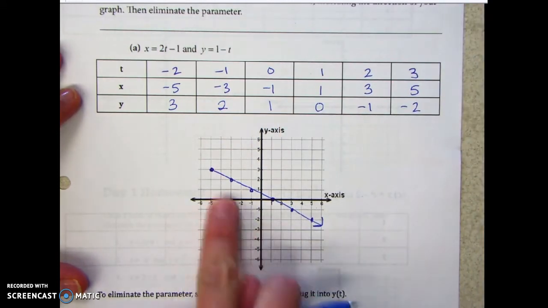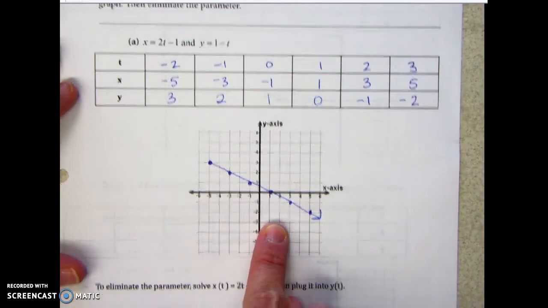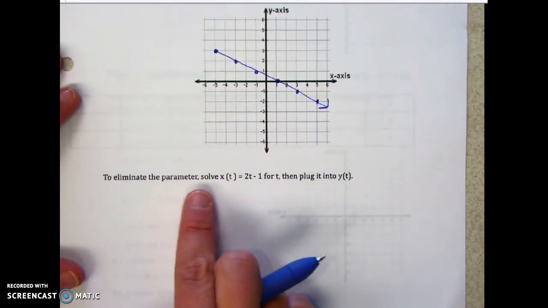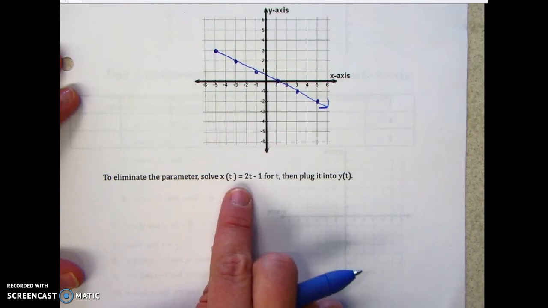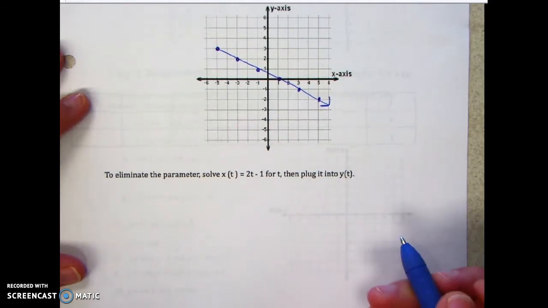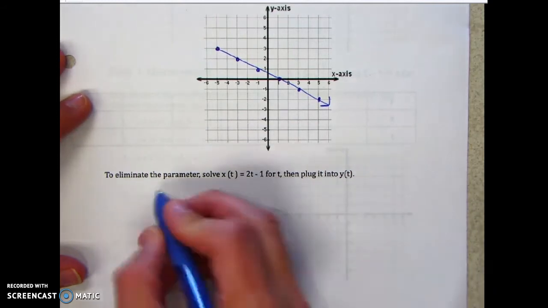Now, isn't this just a straight line, right? They're not always going to be like that. We're actually going to have a lot of fun. To eliminate the parameter, we're going to solve one of them for t and then plug that in to y. And eliminating the parameter means write in just terms of x and y.